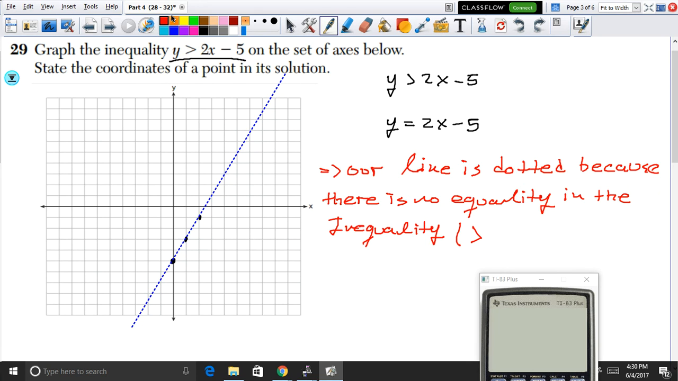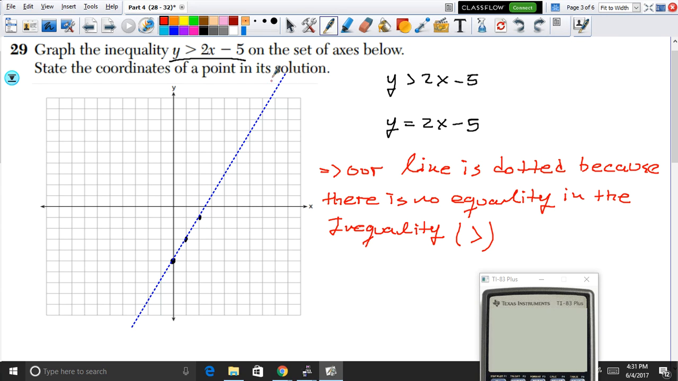Now, how do we know we wouldn't have a solid line? Well, if we change the problem to less than or equal to, if there's an equal sign underneath it, or just a little line underneath it, then in that case we would have a solid line instead of a dotted line. But because we don't have that, this is a dotted line.